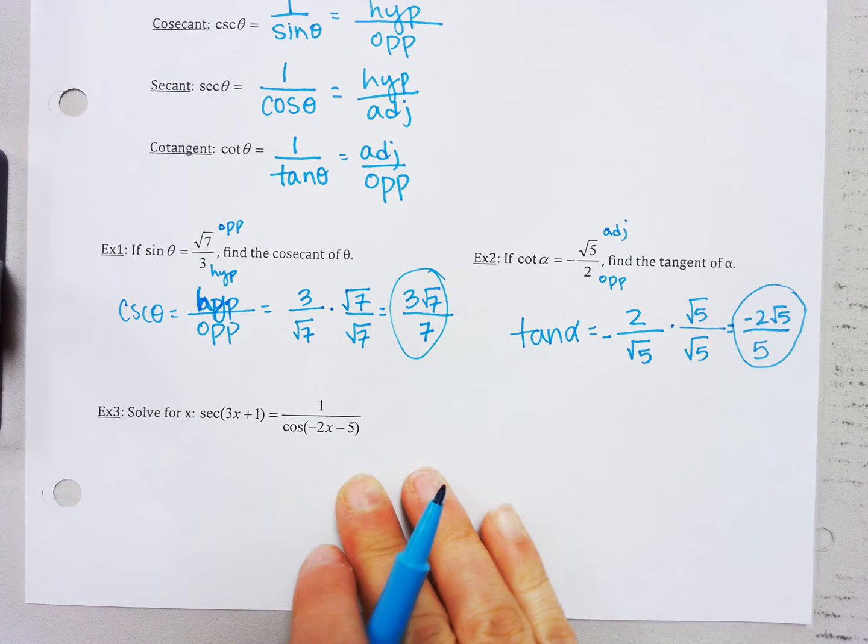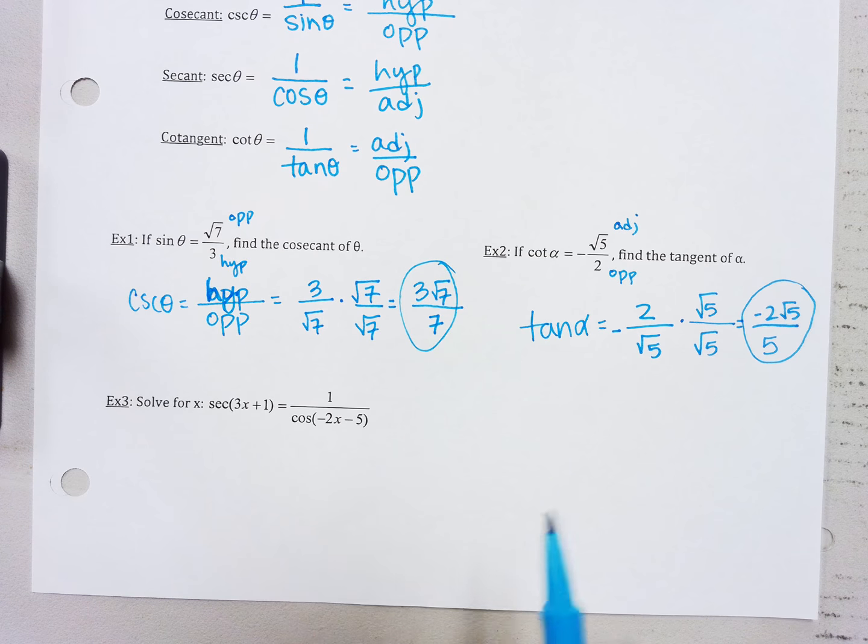Number 3 is a little bit different. So we're solving for an x value given these two equations. Now we know that cosecant and sine go together, and cotangent and tangent go together, and secant and cosine go together. So we're given something that is really similar. So what we want to do is manipulate this in some way so we can have the same trig functions on either side.